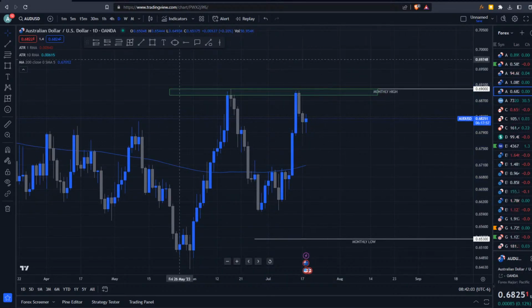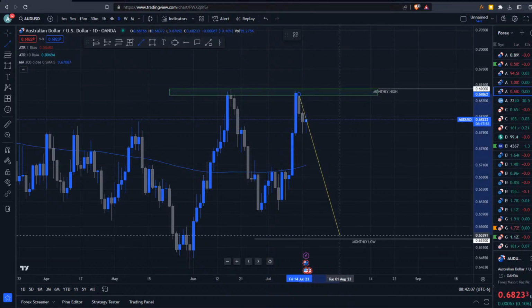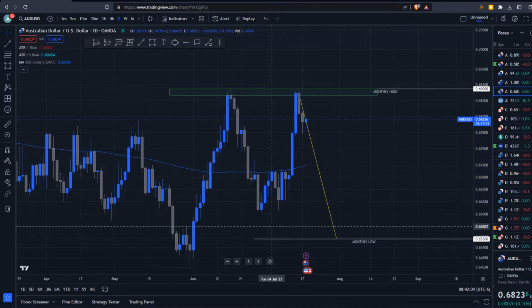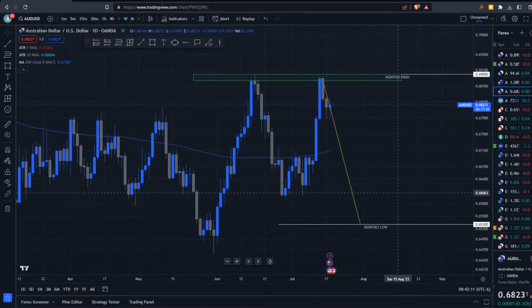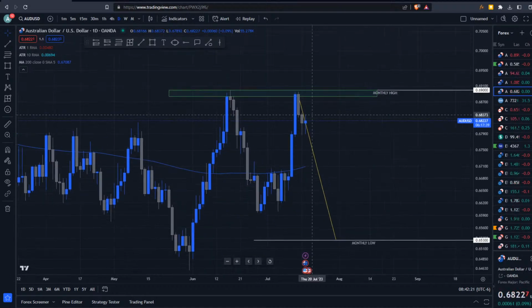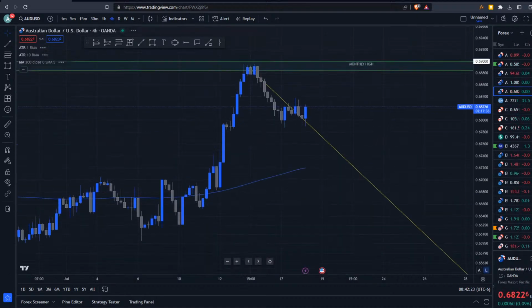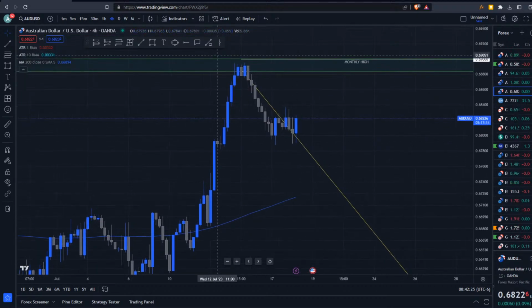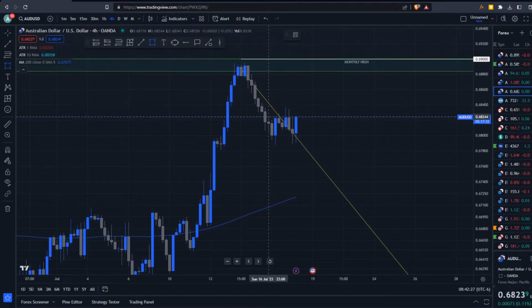It didn't make it as high as I thought it would, but that is okay. I'll probably consider shorting it now, back down to its monthly low level. This is a 370 pip monthly range. Currently I don't see any trades for this pair that would make sense to take.